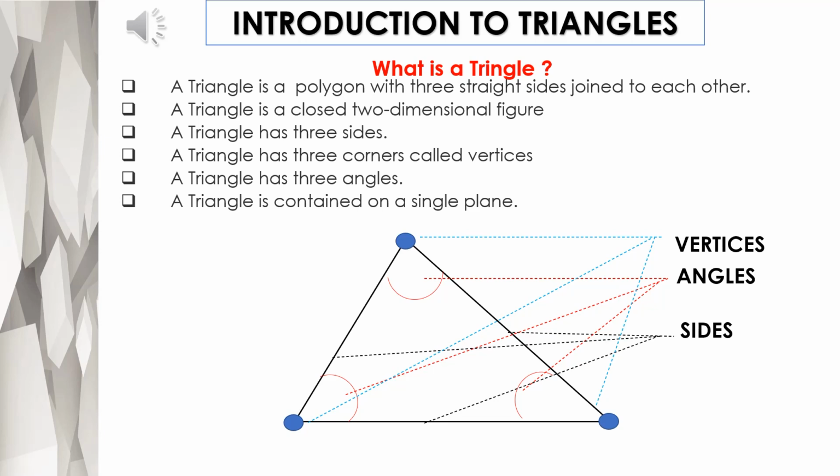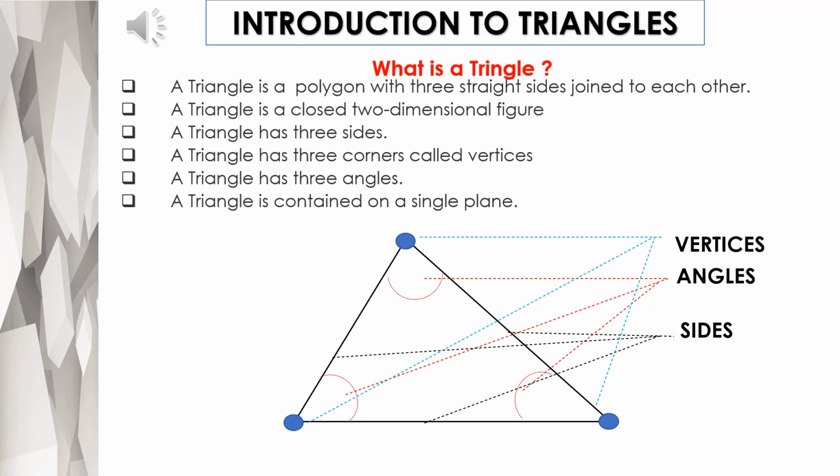Now let us understand what triangles are. A triangle is a polygon with three straight sides joined to each other. A triangle is a closed two-dimensional figure. As you can see in the figure below, a triangle has three sides, and these three sides are joined to each other. Therefore, this triangle will have three corners, and these corners are called vertices.